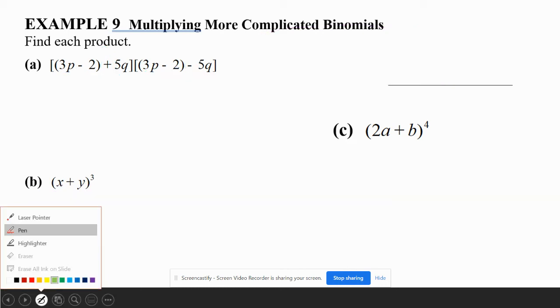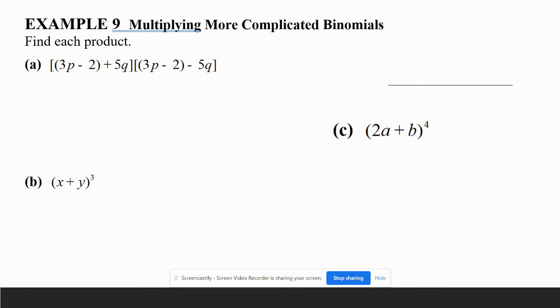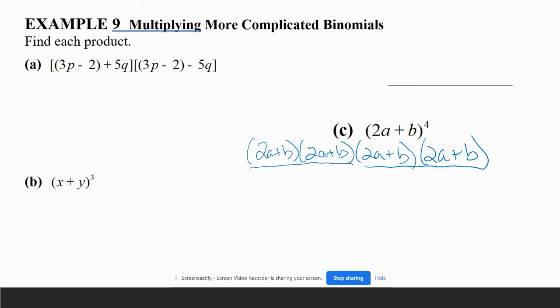Letter C, 2a plus b to the 4th power. So that means we have 2a plus b 4 times. Now there's any number of ways that you can start this. I'm going to multiply these two together and these two together. And I know I only have to do that once because whatever the product is of the first two will be the same for the product of the second two.